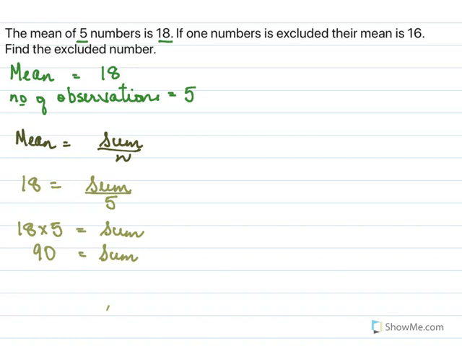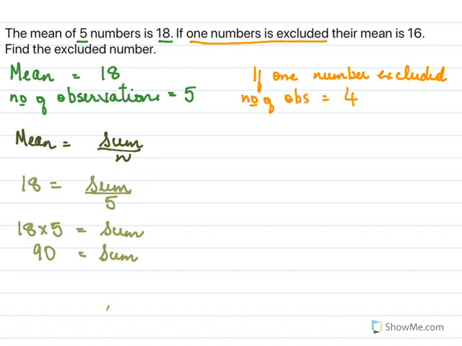Now they said if one number is excluded. So if one number is excluded, how many numbers do we have now? So number of observations will be 4 since one number is excluded, and now the sum also will be old sum 90 minus x, because x is the excluded number, and this new mean they say is 16.